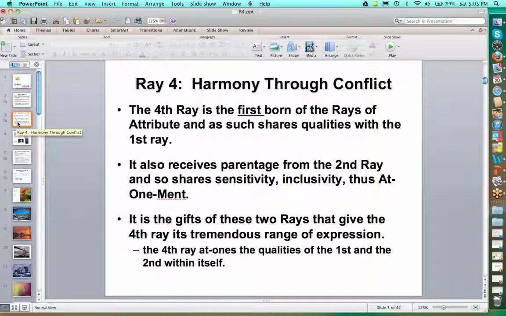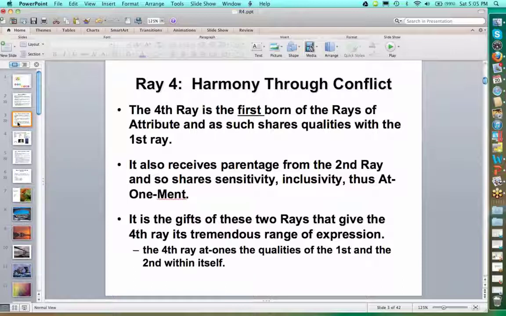So the first of the four rays is the ray of harmony through conflict. This fourth ray is born of the rays of attribute. It's the first one that is born of them. And number one means something, doesn't it? We had number one with the rays of aspect. And so you remember all the things that have to do with number one. And in that way, it shares similar qualities to ray one.